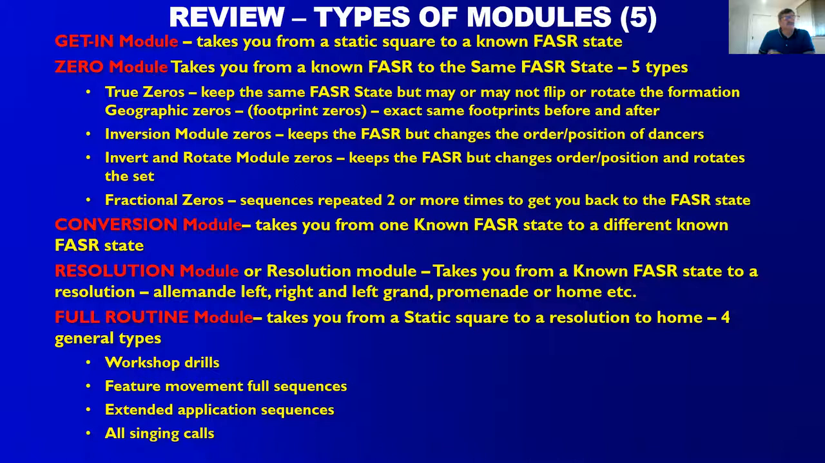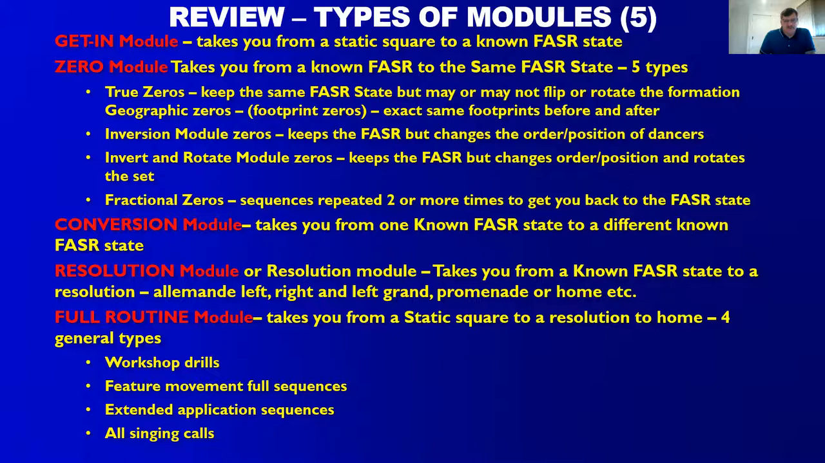Okay, the types of modules that we talked about was the get-in that takes you from a static square to a known phasor state. For the purposes of these sessions and for newer callers, we're only worried about a corner box and a partner line. That's it. Okay. There's a zero module, which takes you from a phasor state to the same phasor state. So it takes you from a corner box to a corner box, or it takes you from a partner line to a partner line.